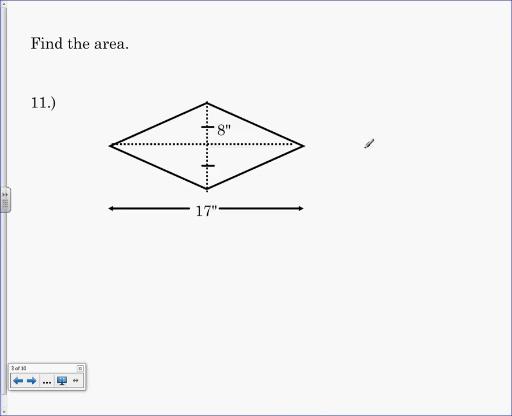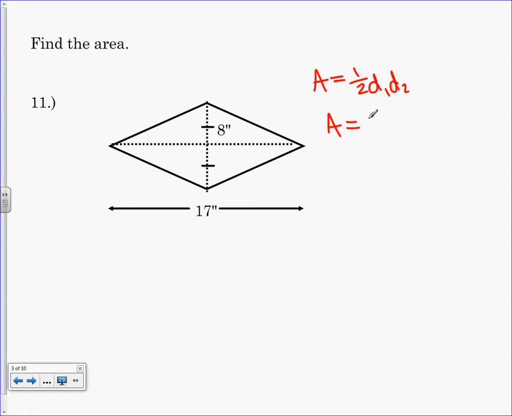Number 11, what shape do I have? A trapezoid or a rhombus or a kite? It's a rhombus or a kite. We're not really sure what it is, or we could take our time and figure it out if we want to, but I don't need to, right? If I'm just finding the area, I don't really care which one it is. So the area of a rhombus or a kite is 1/2 diagonal 1 times diagonal 2.